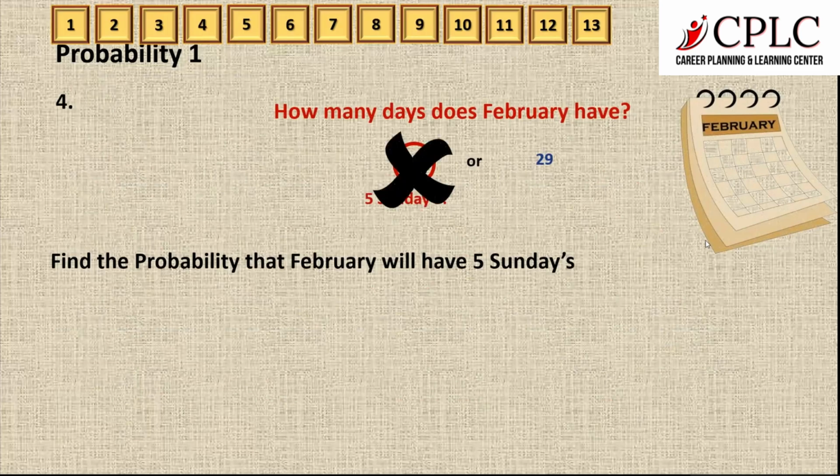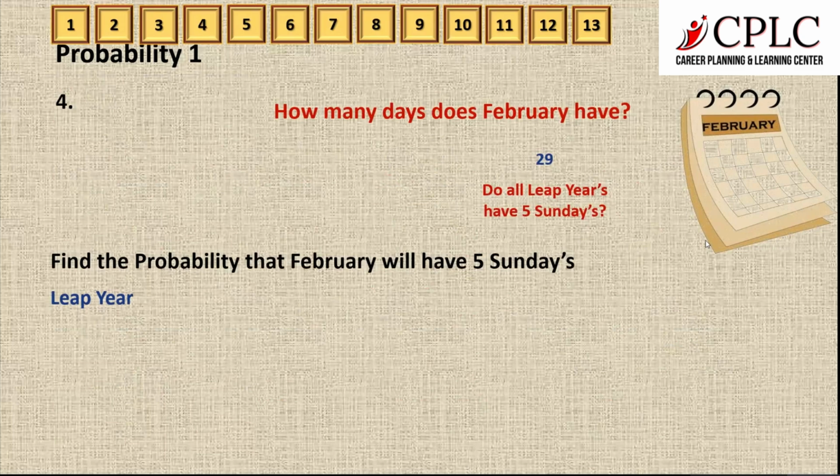Now, in 28 days, 5 Sundays won't be possible. So 29 is the only possibility in which we'll have 5 Sundays. But we don't know whether all the leap years have 5 Sundays or not. So 29 is going to be a leap year. So what we have to find is the probability that it's a leap year and 1st of Feb is a Sunday.